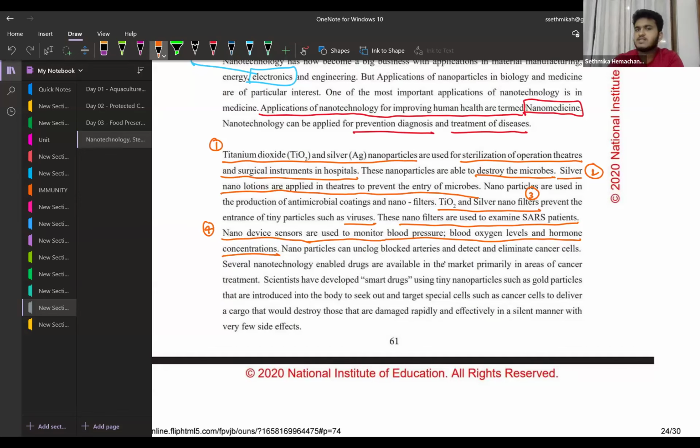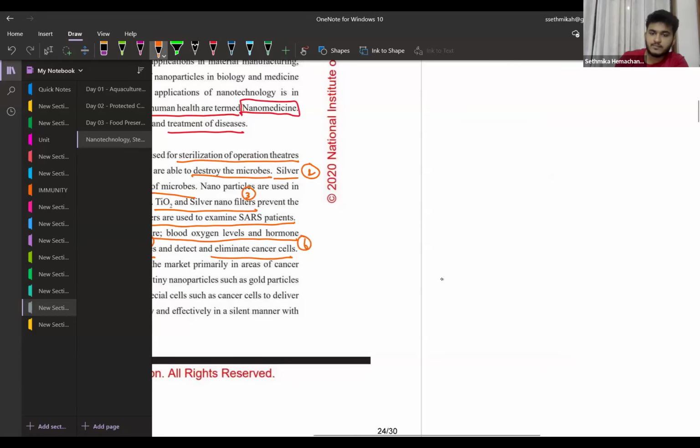So again, nano device sensors can be used to daily check on our blood pressures, blood oxygen levels, and hormone concentrations. Then nanoparticles can unclog blocked arteries and detect and eliminate cancer cells. Right, this is very important. Unclog blocked arteries, the fifth one, eliminate cancer cells. Right. So basically, nanoparticles.